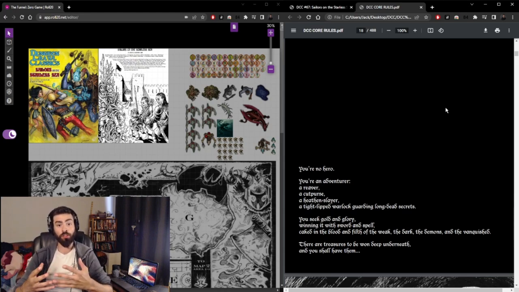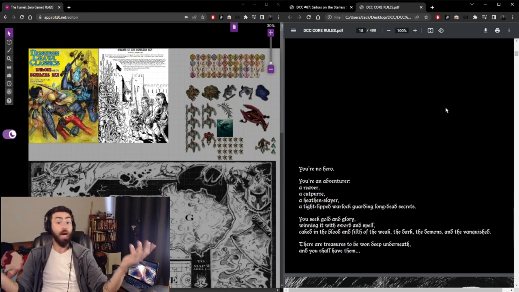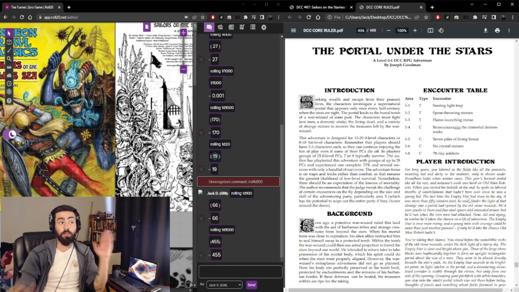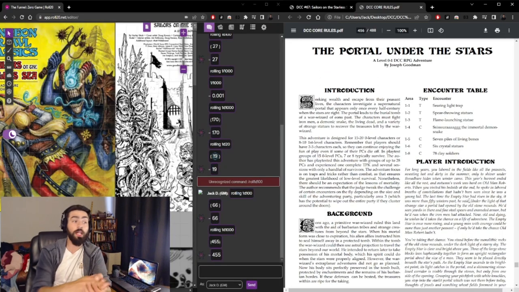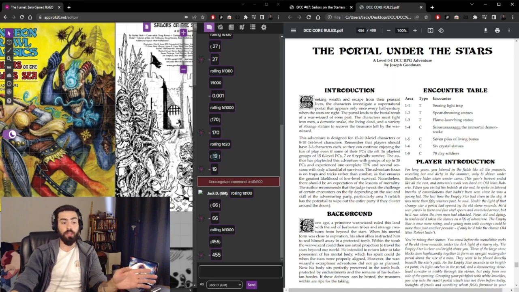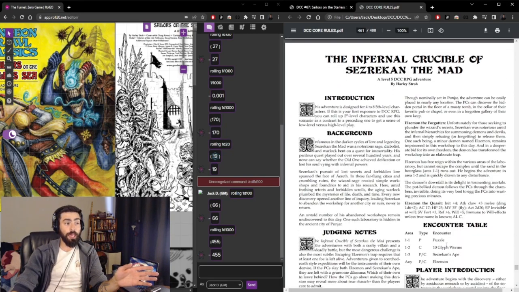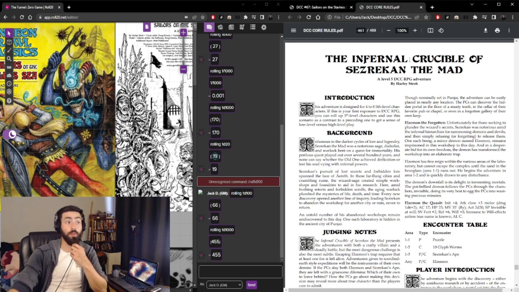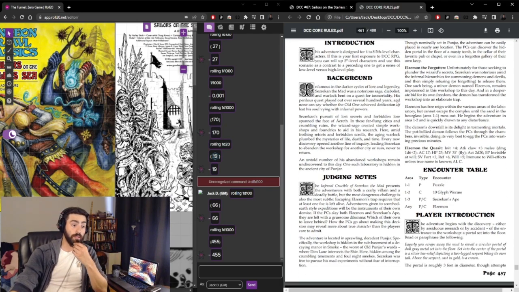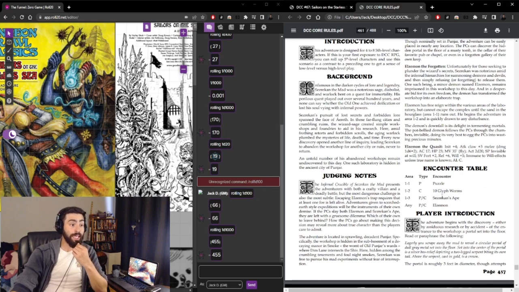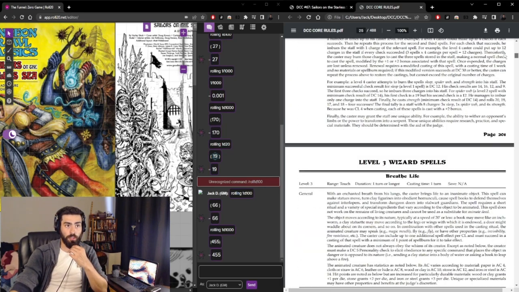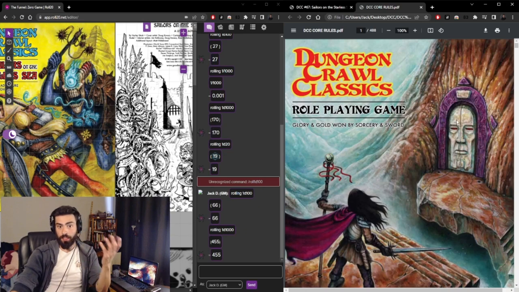and invite them to play a funnel. The Portal Under the Stars by Joseph Goodman himself is a great zero-level funnel if you don't want to go any further past just buying the core rules in PDF form. And then the Infernal Crucible of Cesar Khan the Mad, a level 5 adventure by Harley Stroh, another brilliant writer and imagination and brain. That is not going to follow a zero level adventure directly, but it is there for you.